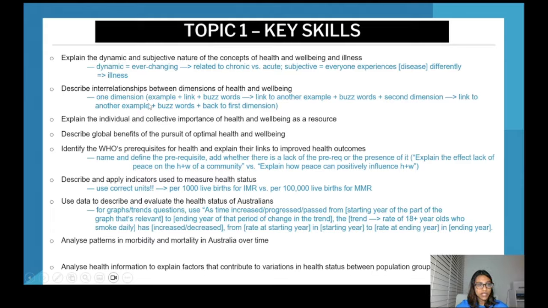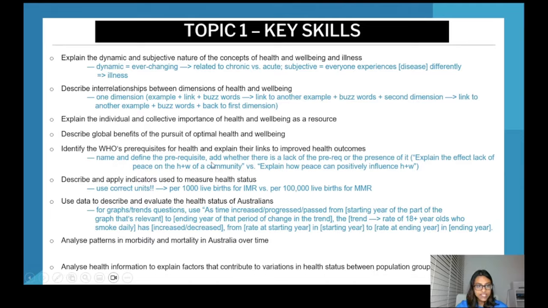And then we've got interrelationships. When there's a question about interrelationships, not relationships, we have to go from one dimension to the second dimension and then back to the first dimension, so in a circle. Then we need to explain the individual and collective importance of health and well-being as a resource. We're going to get to that in a second. And then we have the global benefits. So all of that's sort of one topic.